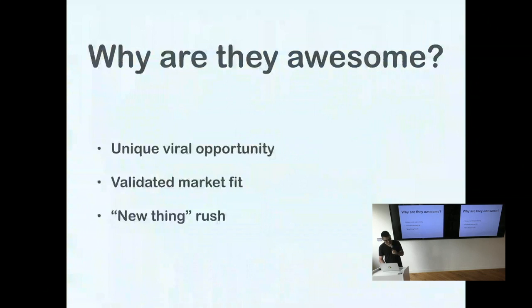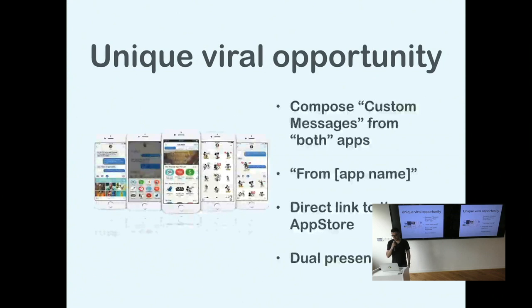And why are the apps awesome? Because they present a unique viral opportunity from Apple. That is something that they have never done before. They are a validated market fit, and there's always a new thing rush. And what I mean by unique viral opportunities is, for example, you have the composed custom messages from both apps. You have the from app name. You have a direct link to the Messages App Store, and you have a dual presence on their platforms.